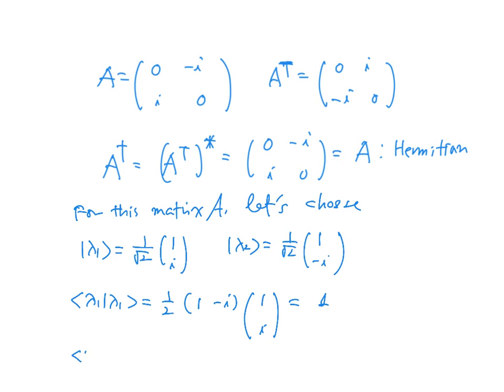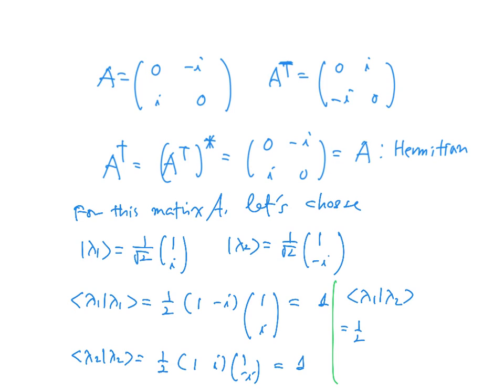Lambda 2, again, (1, i) with (1, minus i) is 1. Lambda 1 with lambda 2, one half times (1 minus 1) is 0. So they form an orthonormal basis.